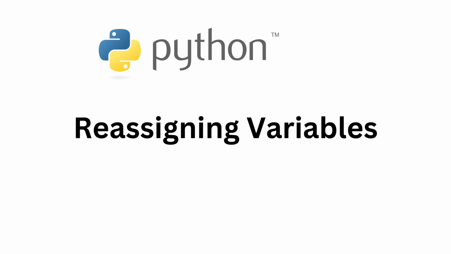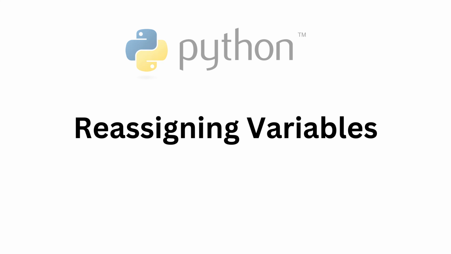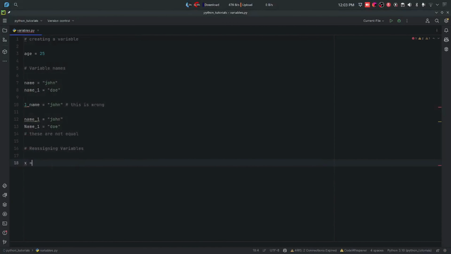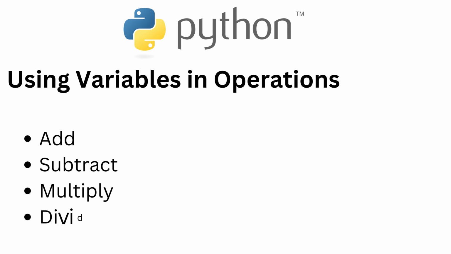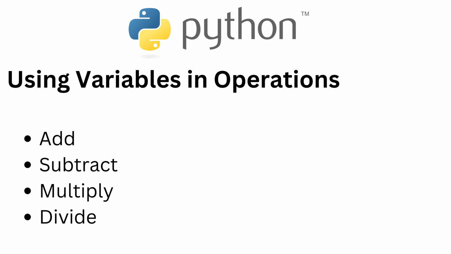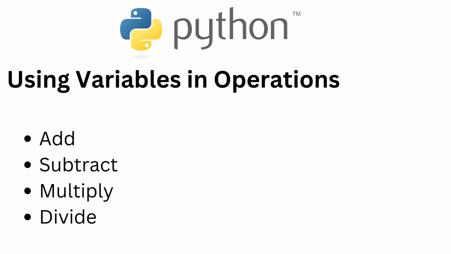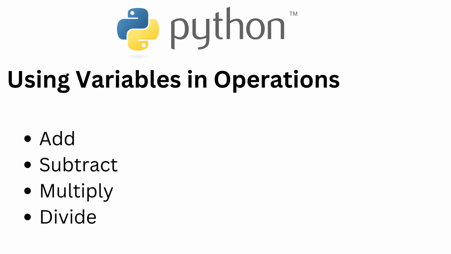One of the great things about variables in Python is that you can change their values after creation. For example, you can reassign a variable like this: x equals 10, and later x equals 20. Variables are incredibly useful for performing operations.